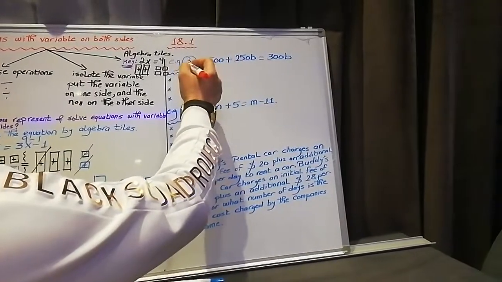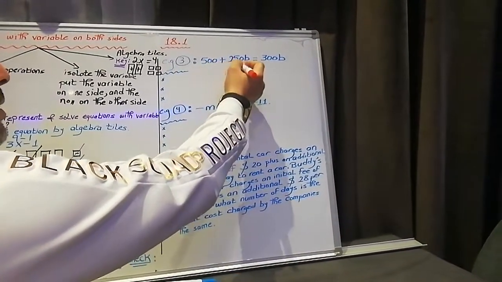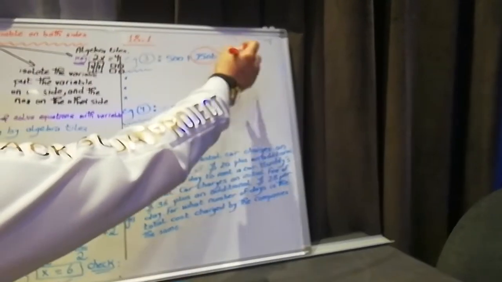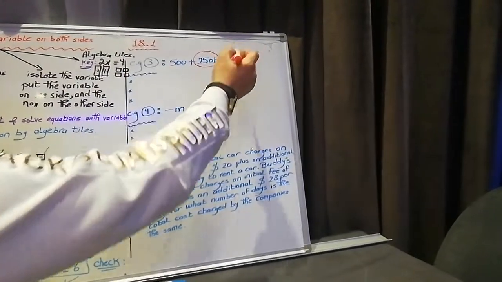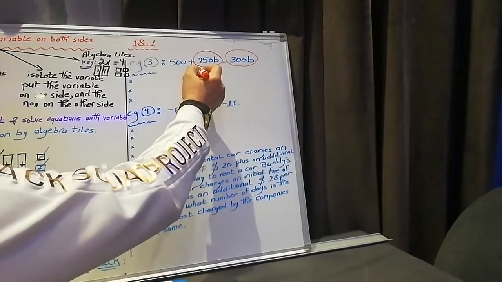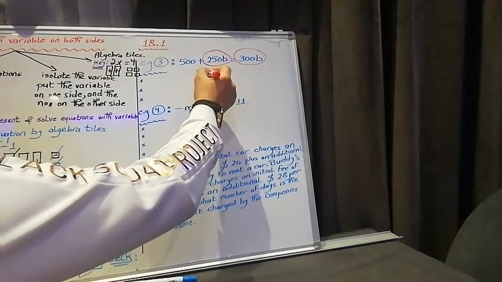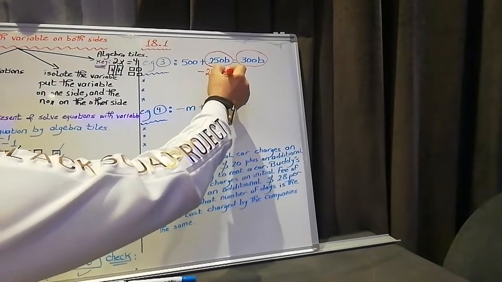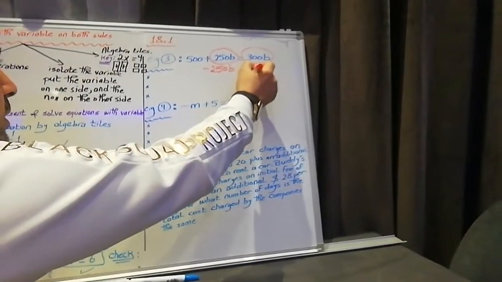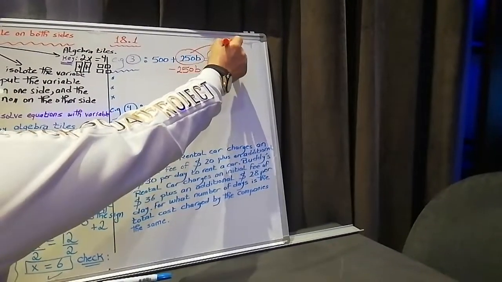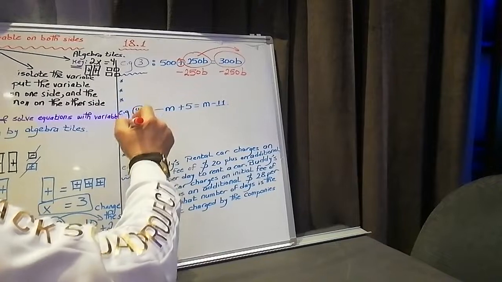Let's start again with example number 3. We have 500 plus 250b equals 300b. So this is the variable, 250b and 300b. Simply, I use the inverse operation of plus 250, so it is negative 250b. Negative 250b. Or you can send it to the other side, but please change the sign.